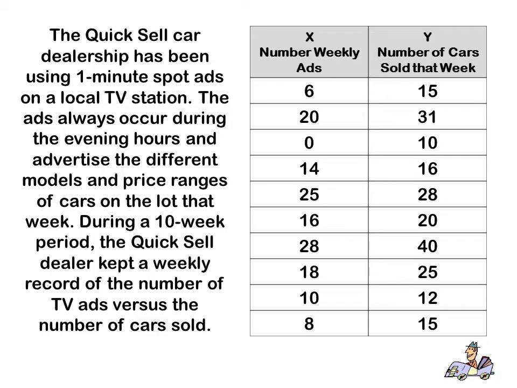Quick Sell car dealership has been using 1-minute spot ads on a local TV station. The ads always occurred during the evening hours and advertised the different models and price ranges of cars on the lot that week. During a 10-week period, the dealer kept a weekly record of the number of TV ads versus the number of cars sold. The data is provided on the right.